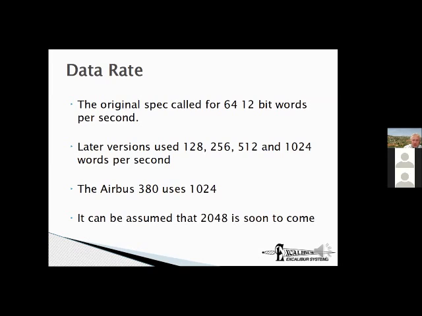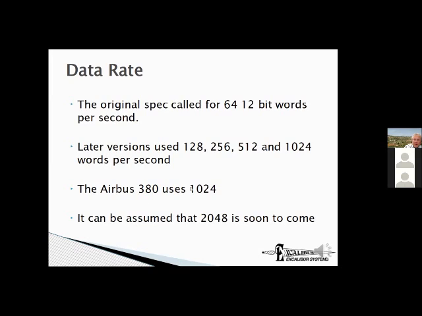So the original spec was 64. As the planes got more complex and they wanted to have more data recorded, because there just was more data to record, they kept on upping the ante to the point where the Airbus 380, one of the more complicated planes in the sky, now puts out 1,024 words per second. And obviously 2048 is coming soon.